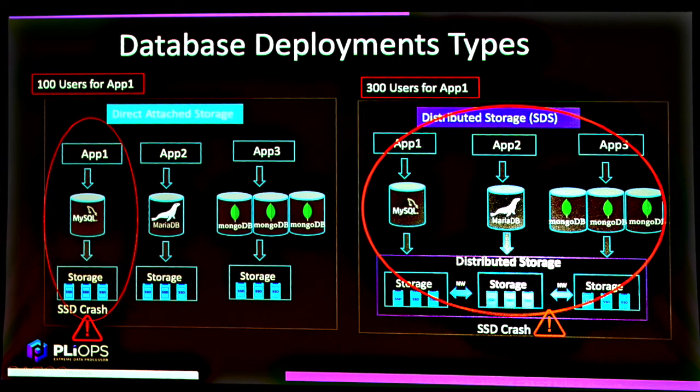This is where the blast radius, the essence of the topic, comes in. Blast radius means how many users get impacted, how many workloads get impacted. In the software-defined storage, if you see here, I have a MySQL application impacted, MariaDB impacted, even MongoDB. If you have 100 users from each of these apps, that's 300 users getting impacted with one single SSD failure, and the quality of service is taking a big beating.